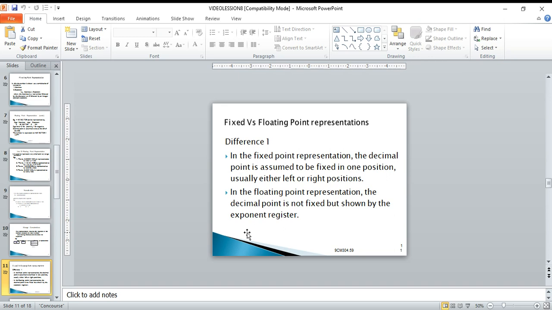Here in the fixed point, we are fixing the decimal point at one place, either the leftmost or rightmost position of the number. But in the floating point, we are not fixing it; it is shown by the exponent register, meaning the position of the point is shown by the exponent register.